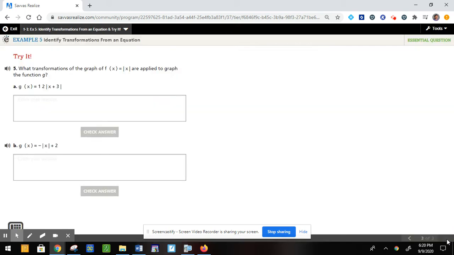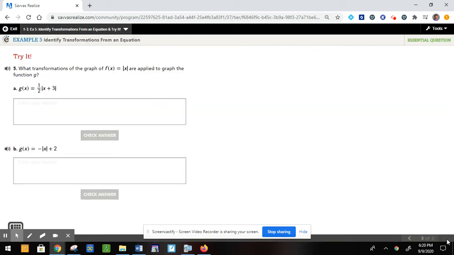Let's look at the last one. Okay, so pause. You try these. You're just giving an explanation, so you're not actually doing the graph. You're just giving an explanation of what the g function would do to the f function, essentially.